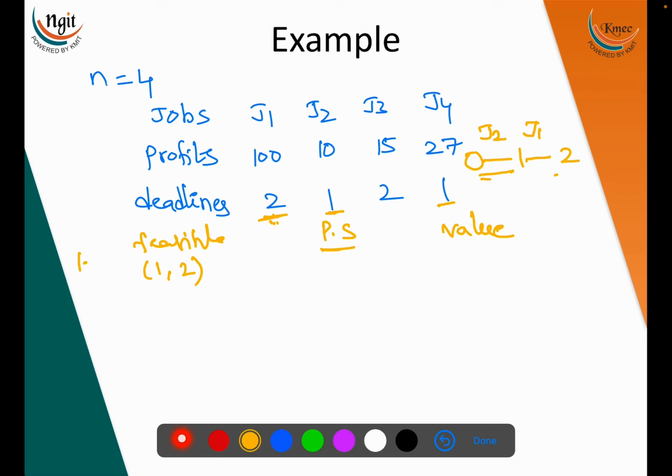Now, for job processing, whichever gives the highest profit will be processed first. So that is 2, 1. Now the profit of this is 100 plus 10, which gives 110.